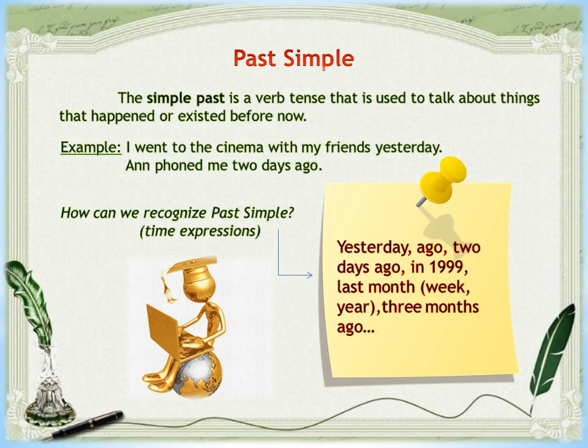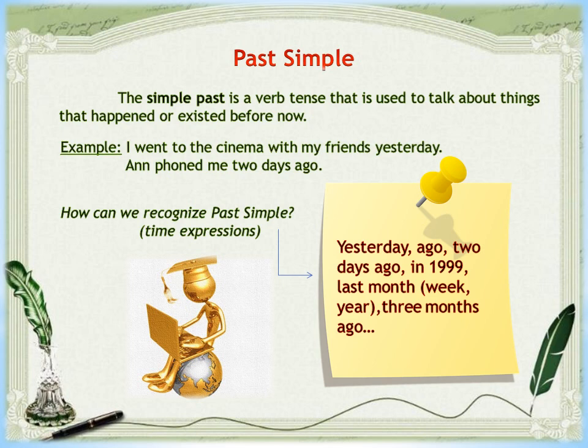How do we use past simple? The simple past is a verb tense that is used to talk about things that happened or existed before now. For example, I went to the cinema with my friends yesterday. Anne phoned me 2 days ago.